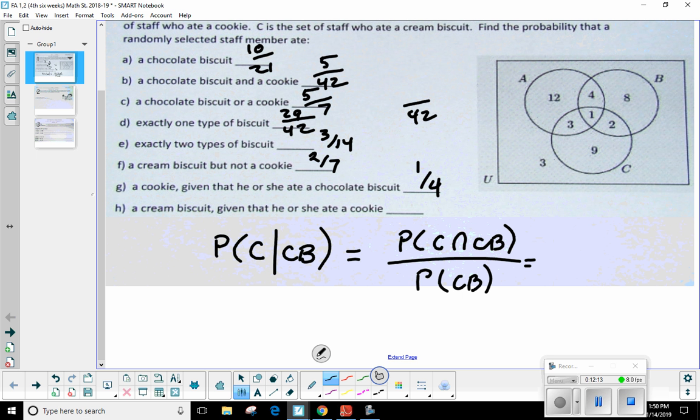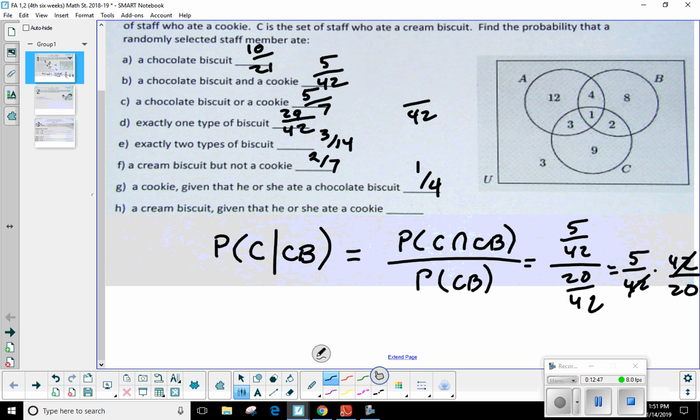Okay, so what's the probability of eating a cookie and a chocolate biscuit? Okay, 5/42. Out of the probability of eating a chocolate biscuit? Okay, that is 20/42. And what happens when you divide by a fraction? Okay, so you have 5/42 times 42/20. Those are going to cancel. The 5/20ths, there's our 1/4.